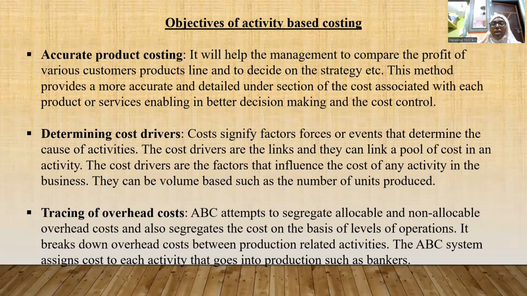The third one is tracing of overhead cost. ABC attempts to segregate the allocable and non-allocable overheads, and it also helps in segregating the cost on the basis of levels of operations which are occurring at a time. It breaks down overhead cost between the production related activities. The ABC system helps to assign cost to each activity that goes into the production, such as the bankers, etc.